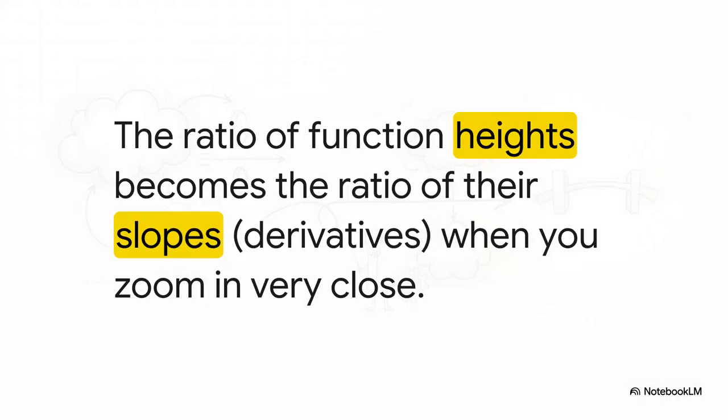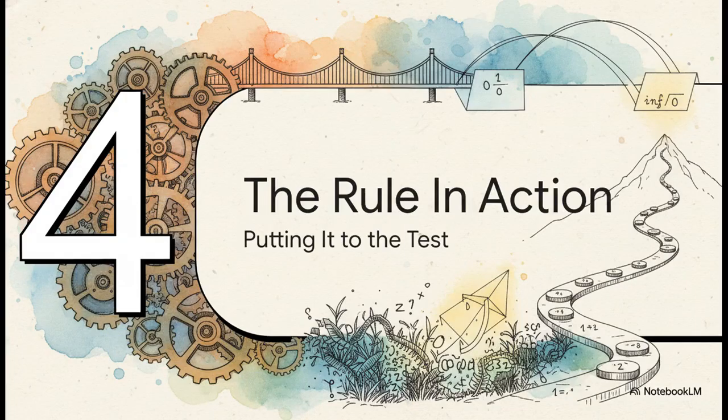And here's the magic connection. Right at that point where our functions are creating that indeterminate form, they behave just like their tangent lines. And since the slope of a tangent line is the derivative, the ratio of the original functions becomes basically the same as the ratio of their slopes. And that's why we're allowed to just swap the functions for their derivatives. Pretty cool, right? All right, theory is great, but let's actually see this thing in action.